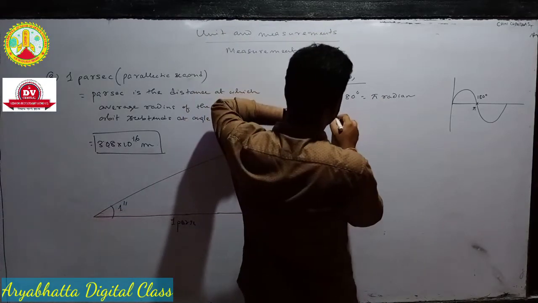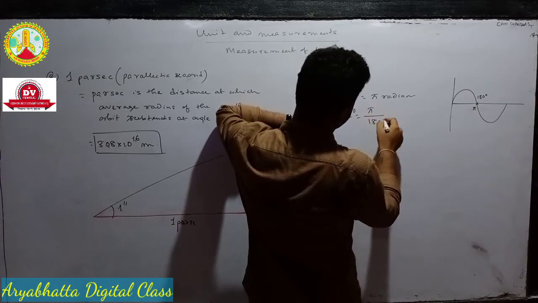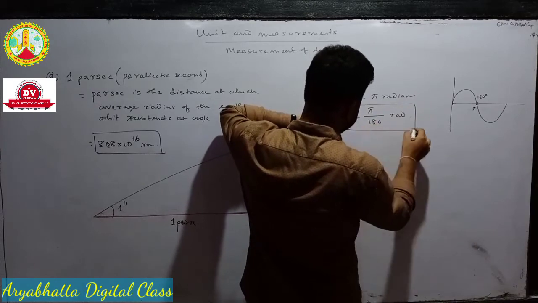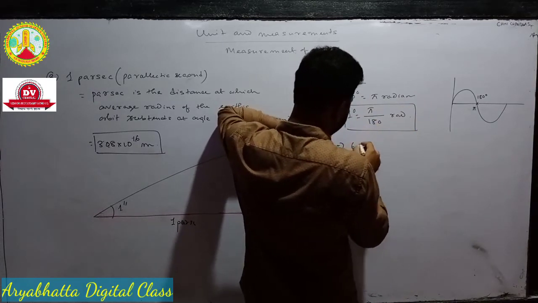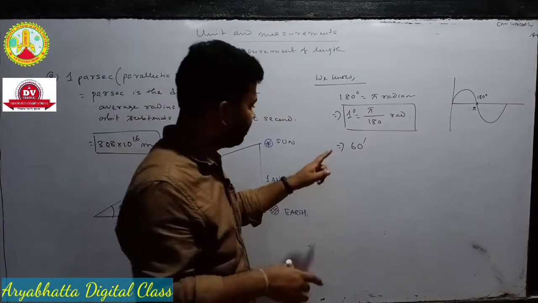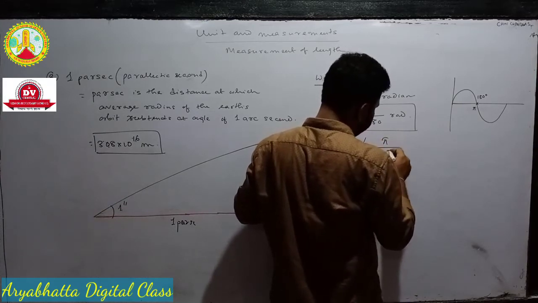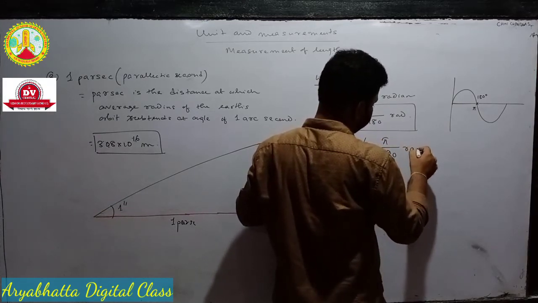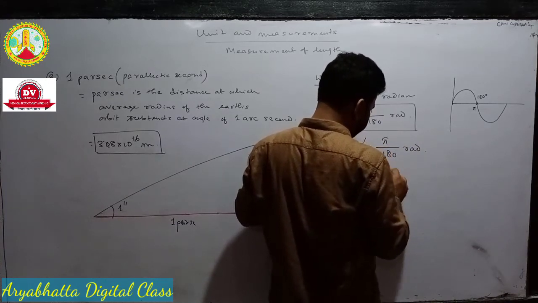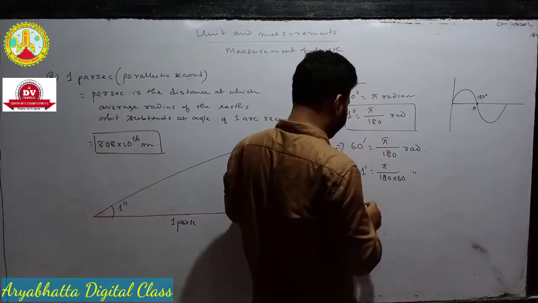So 1 degree will represent pi divided by 180 radian. Remember this one always. 1 degree is equal to 60 minute. You cannot write MIN here, you have to write in this format. So 60 minute is equal to pi by 180 radian, so 1 minute is equal to pi by 180 into 60 radian.